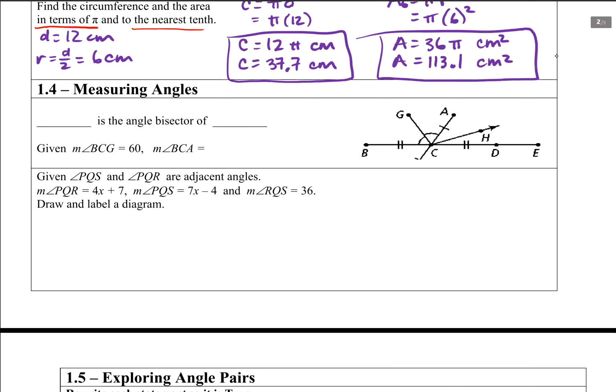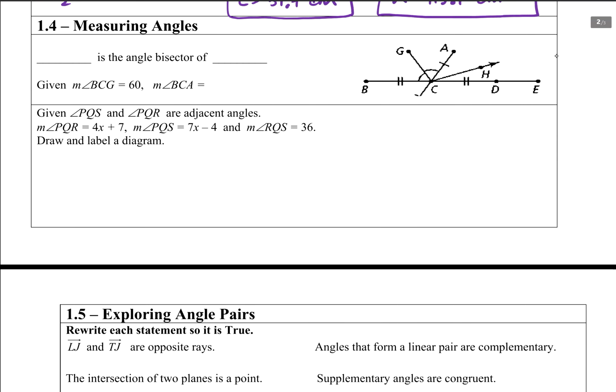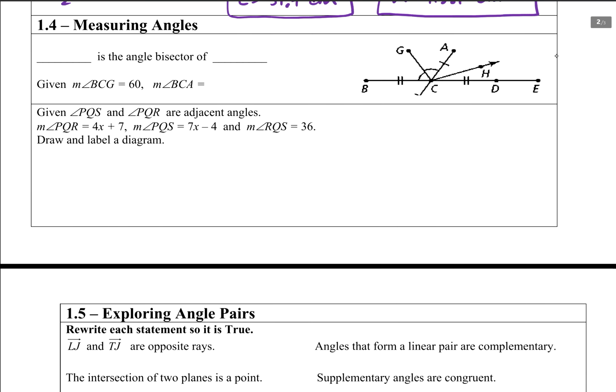All right, I feel like we can finish the bottom of this page. So 1.4 was on measuring angles. This is where we started angles. And our first question is, blank is the angle bisector of blank. Well, let's go find an angle bisector. Look, I have congruent marks. That tells me that something is being bisected, right? Cut in half.